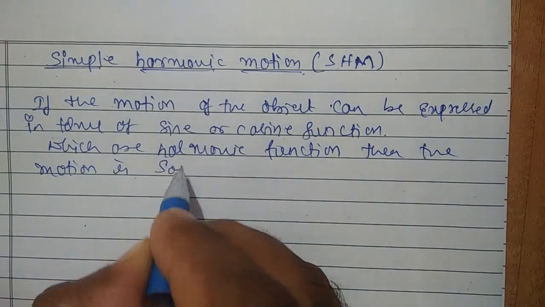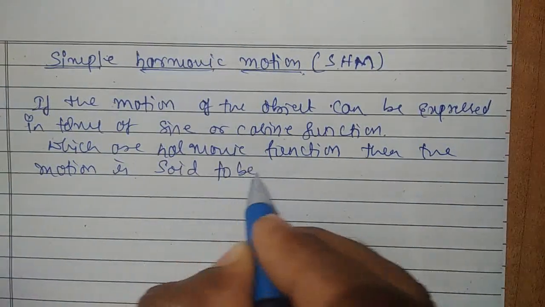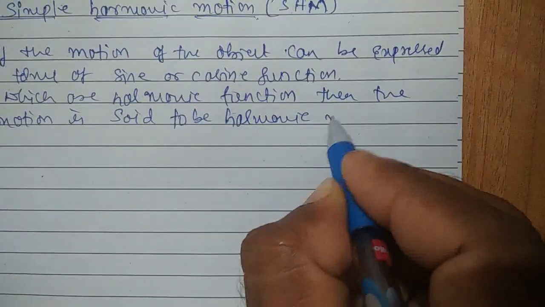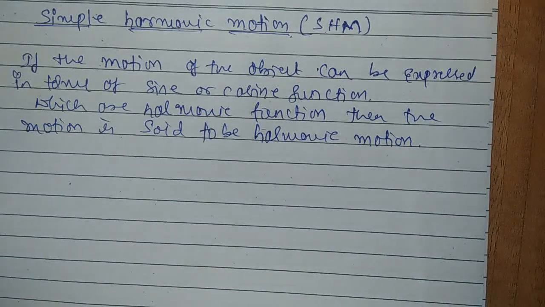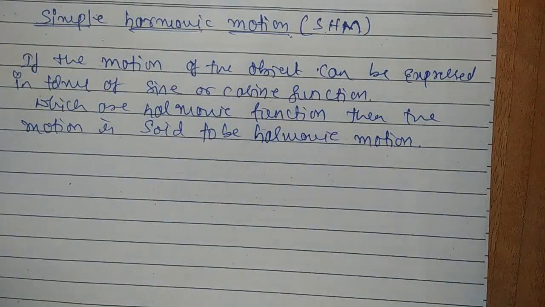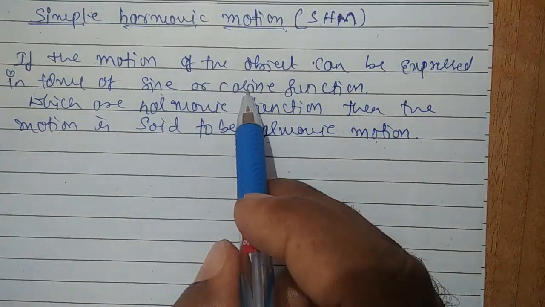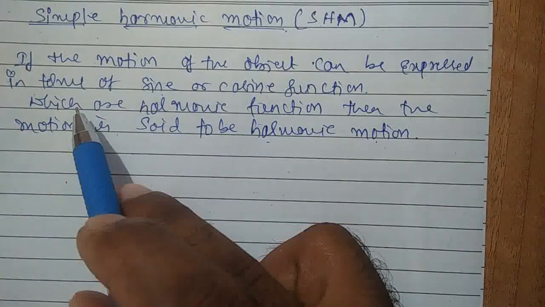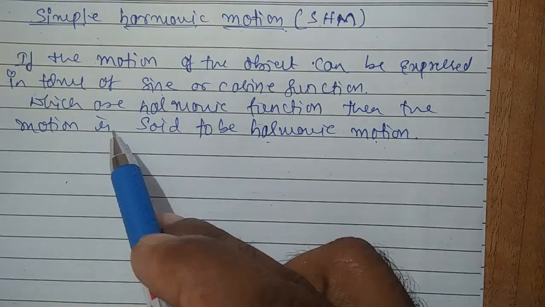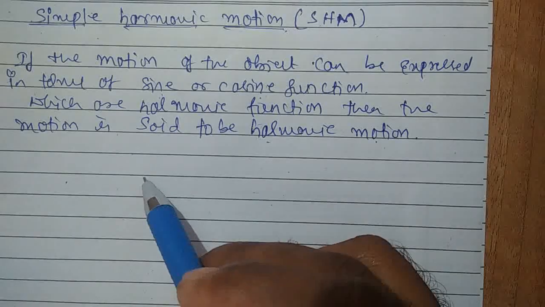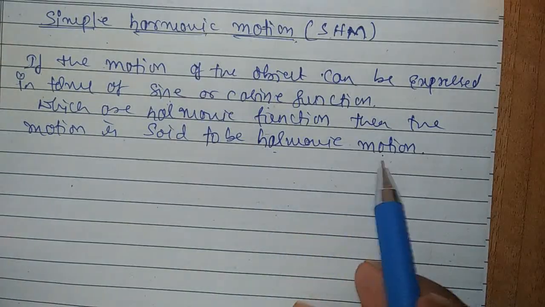is said to be harmonic motion. Understood? So harmonic means it should vary continuously, or it should decrease continuously, or it should increase continuously. That is what we call a harmonic function. We know sinusoidal waves and cosine waves, correct? So if you are able to express the motion of the object in terms of sine or cosine function, then we call that a harmonic function.